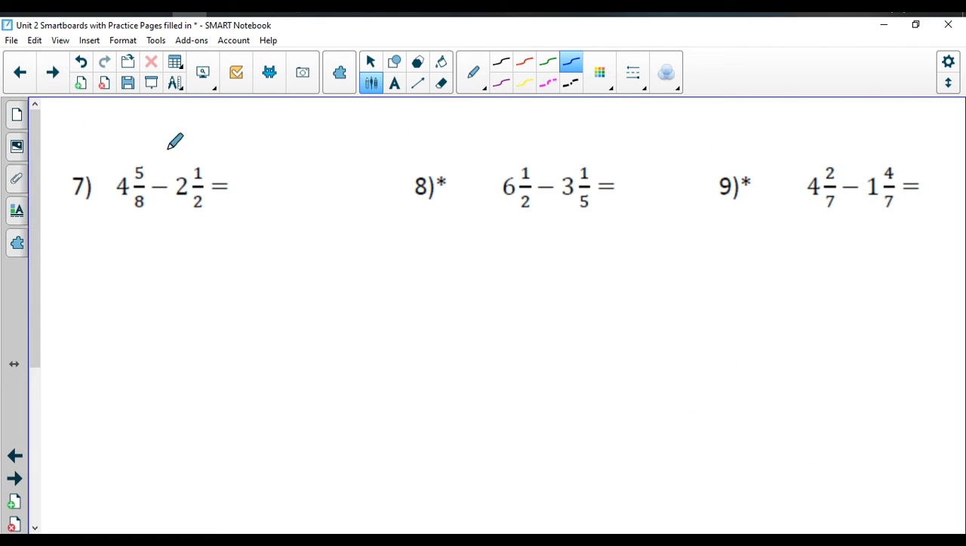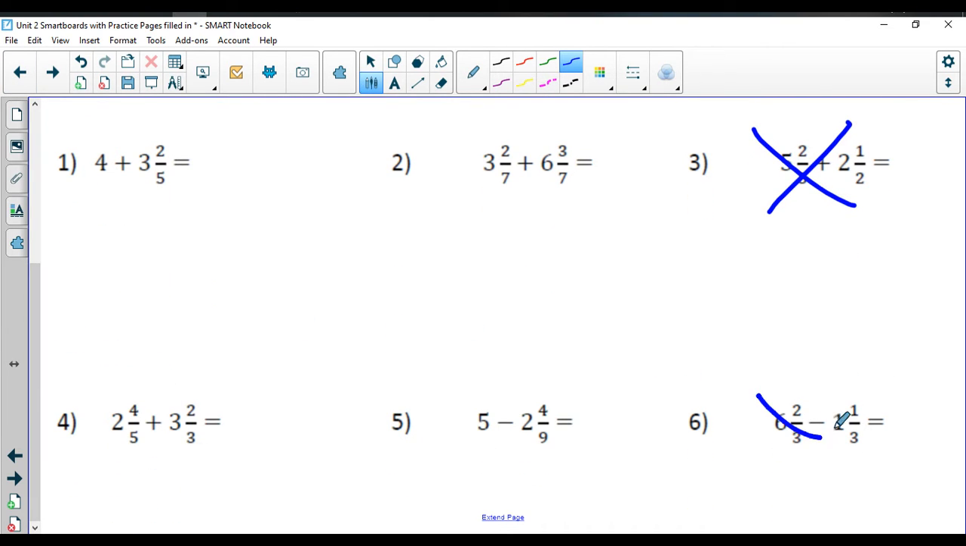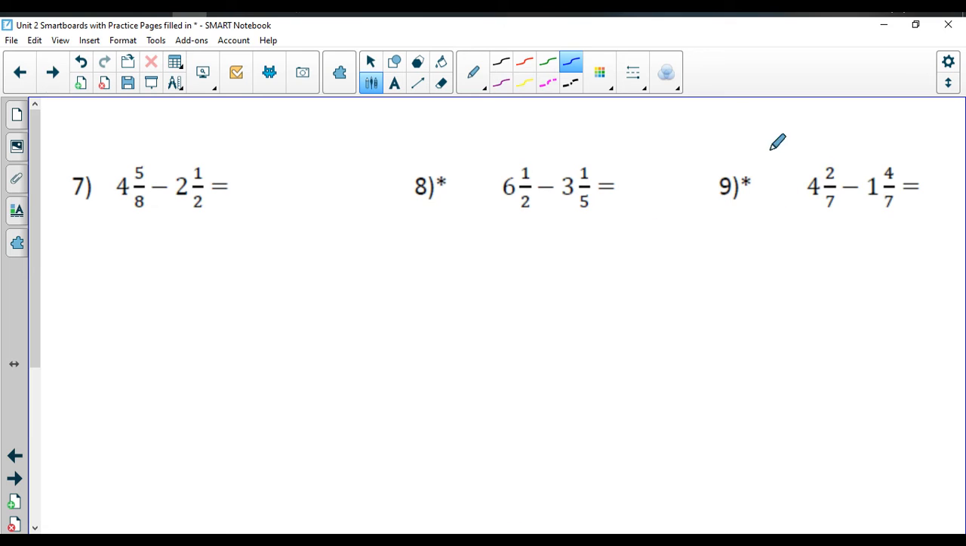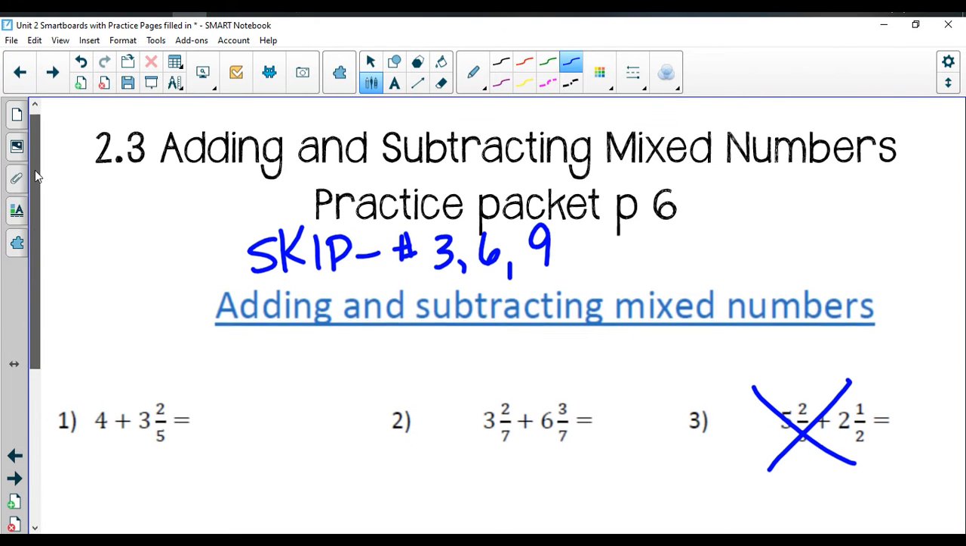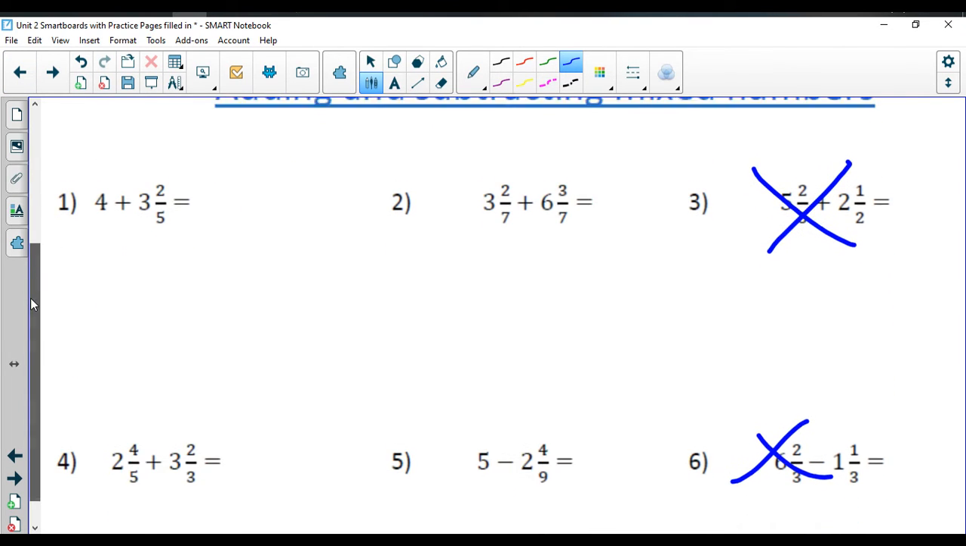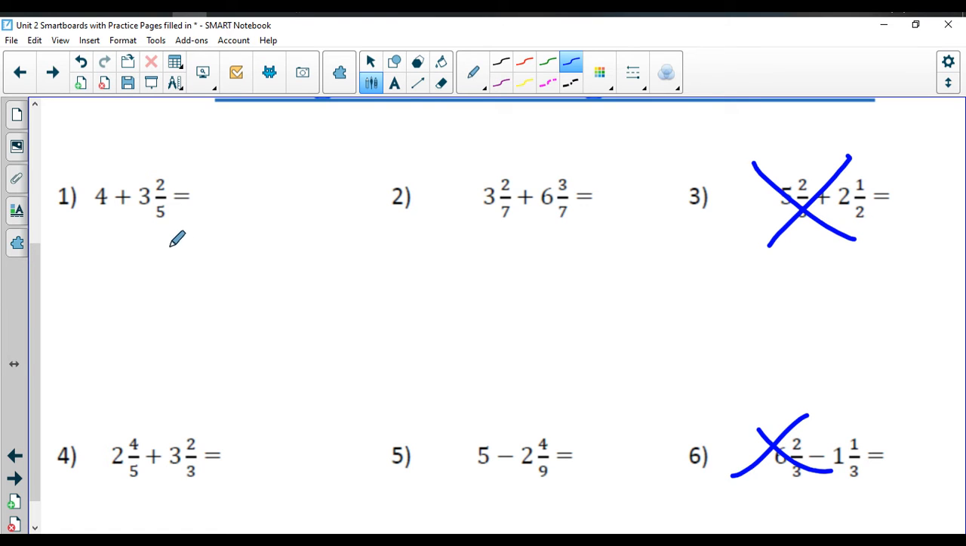So 3 is going to be skipped, and I skipped over 6. And then we're also going to skip question number 9 as we're going through here. We got enough practice between the other ones, so we're going to start there. So question number 1, this one was just like in your notes packet where we had a whole number plus a fraction here.